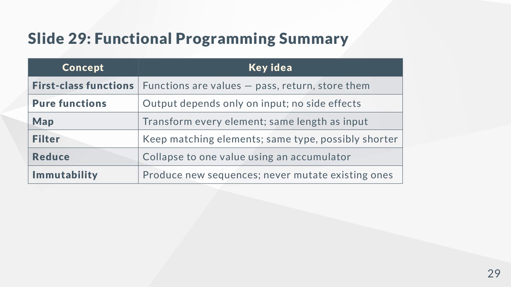Let us summarize the key concepts. First-class functions. Functions are values. Pass them, return them, store them. Pure functions. Output depends only on input, with no side effects. Map. Transform every element. The result is the same length as the input. Filter. Keep matching elements. Same type, possibly shorter. Reduce. Collapse to one value using an accumulator. Immutability. Produce new sequences. Never mutate existing ones.